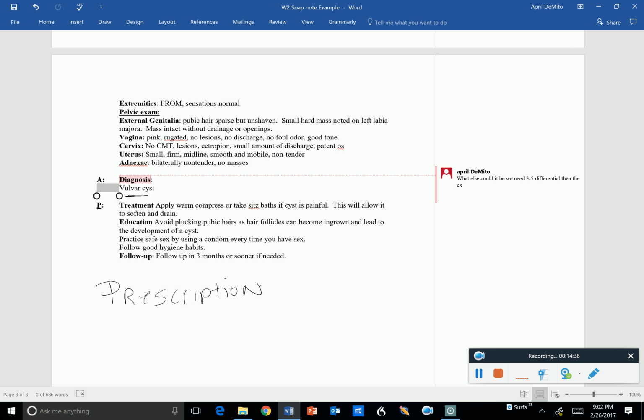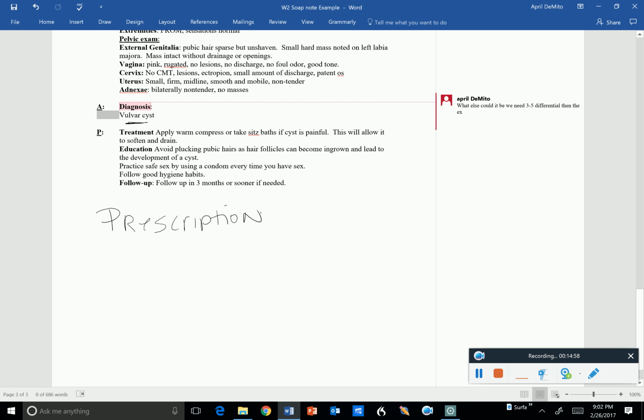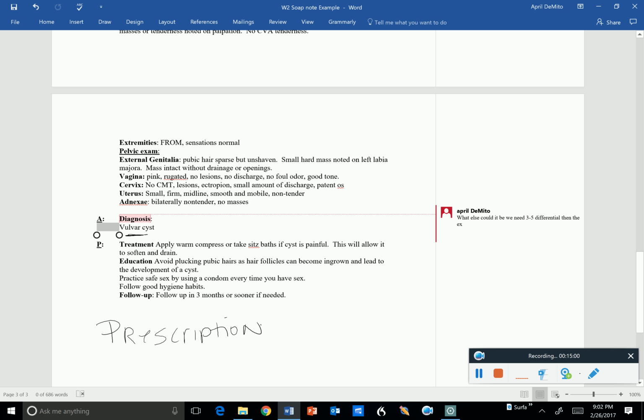And education is very important. So, what are you going to teach the patient? And then follow up. When do you want her to come back? Does she need to come back in 3 days, 3 weeks, whatever? So, those components are incredibly important to have in your SOAP note. It's the bare minimum. If you want to go over and above, that's always fine.